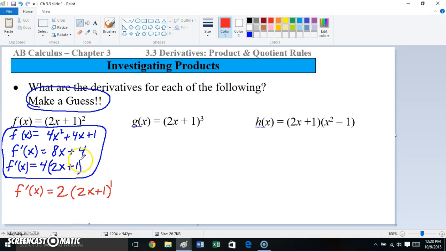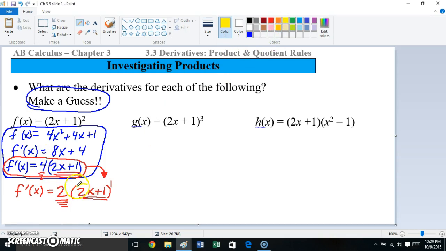All right? Now, if I compare the derivative after expanding to the derivative that I've made a guess about, using the power rule, it's not quite the same. I do have a factor of 2x plus 1, so that's good. But my coefficients are different. The coefficient 4 is twice as big as the coefficient I got using the power rule. Where do you think that extra factor of 2 came from?